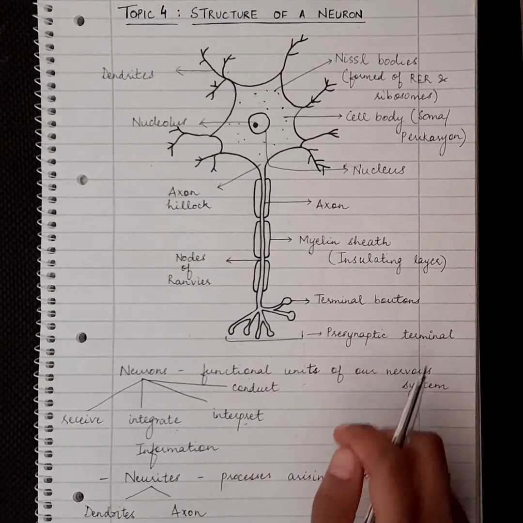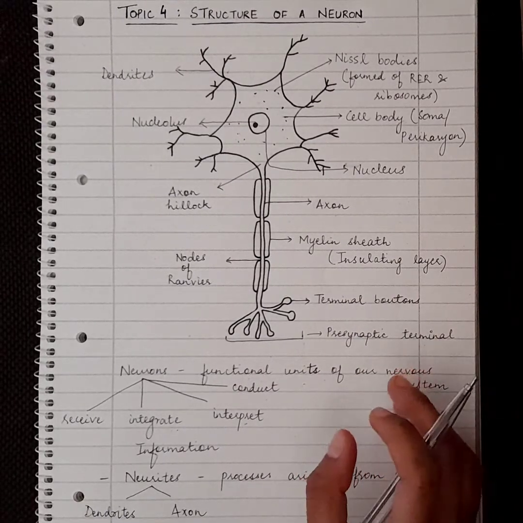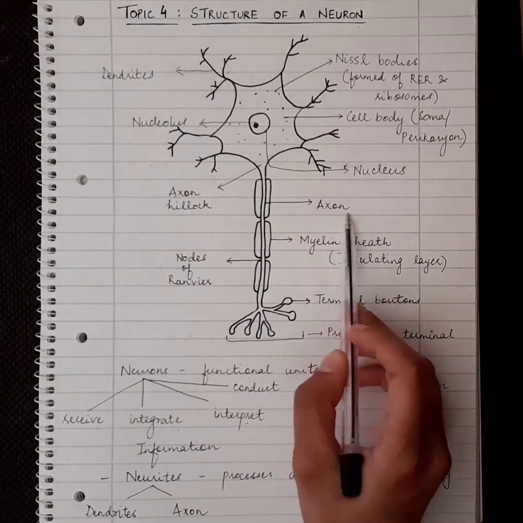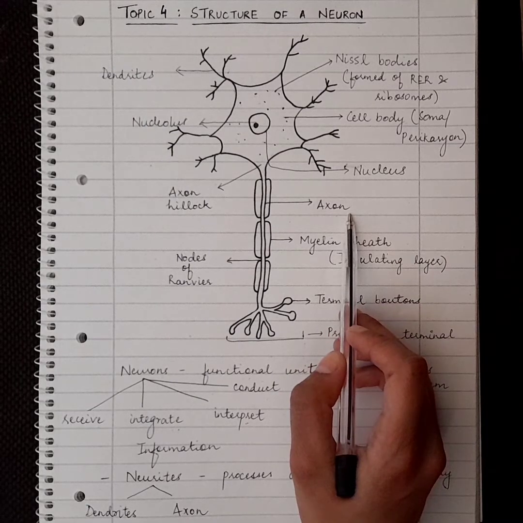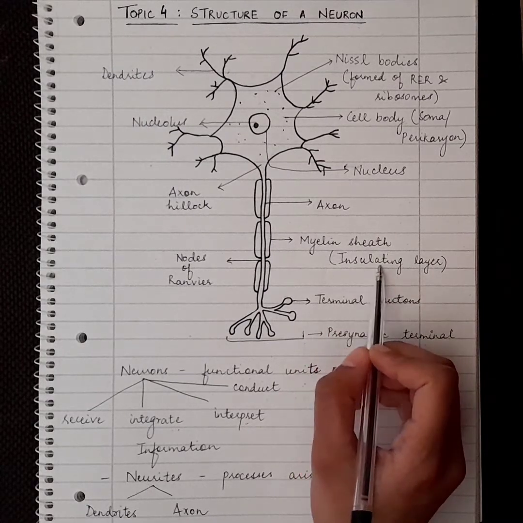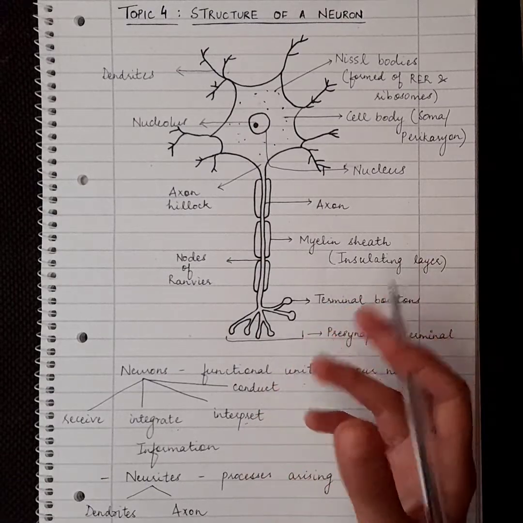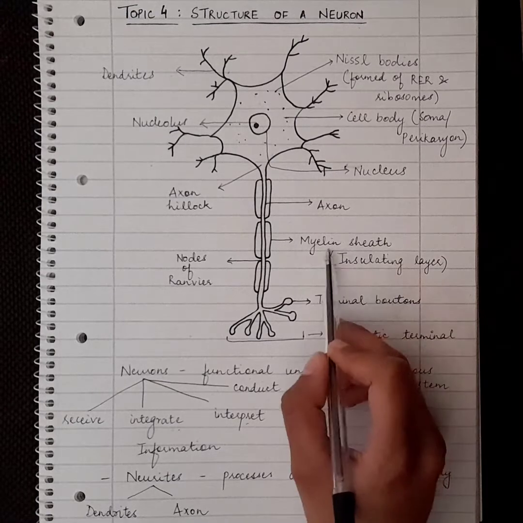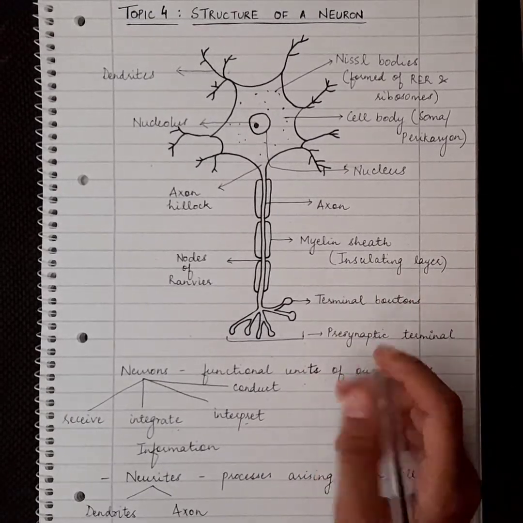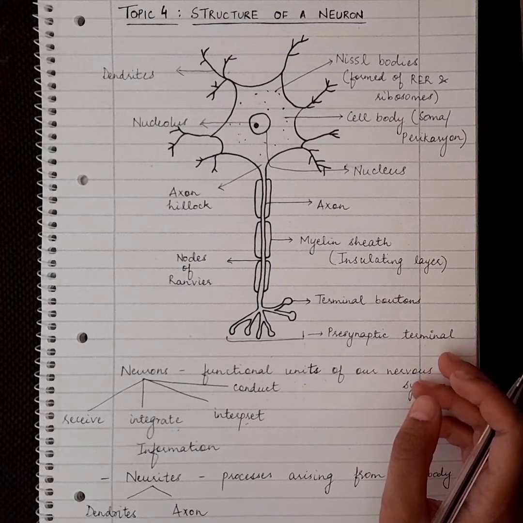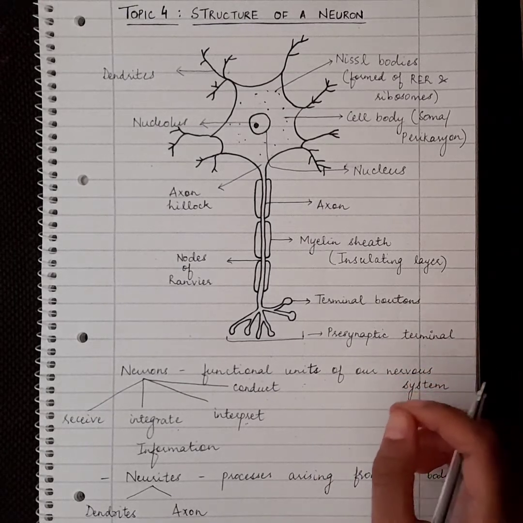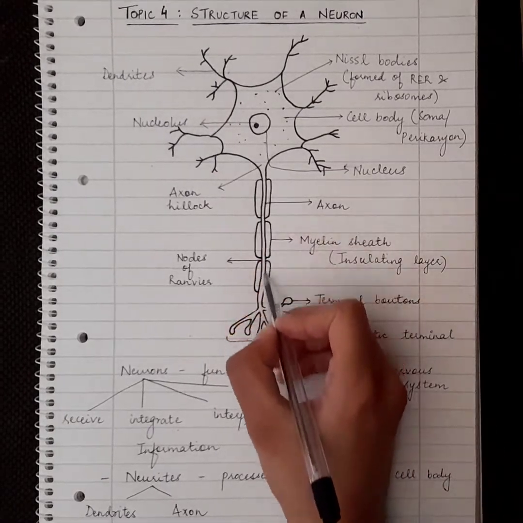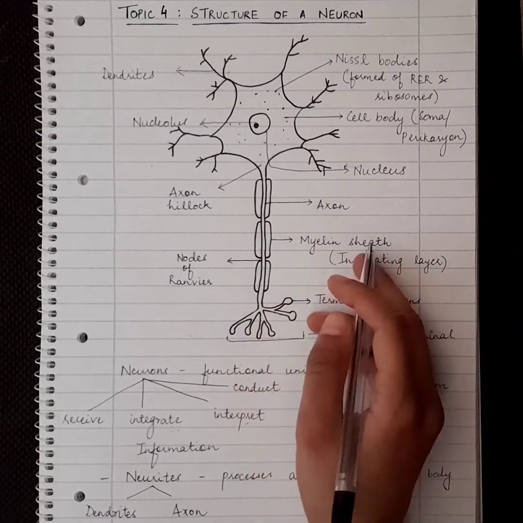Apart from that, you must have heard that neurons can be myelinated or unmyelinated. What that means is that certain axons are covered by an insulating layer of proteins and fatty substances. That layer is known as the myelin sheath. The myelin sheath is made up of proteins and fatty substances, and it acts like an insulating layer, so it prevents the leakage of electrical impulses when they are being passed on.